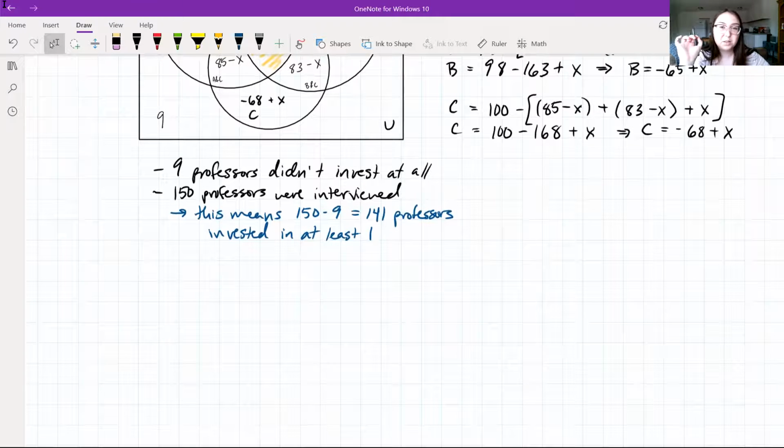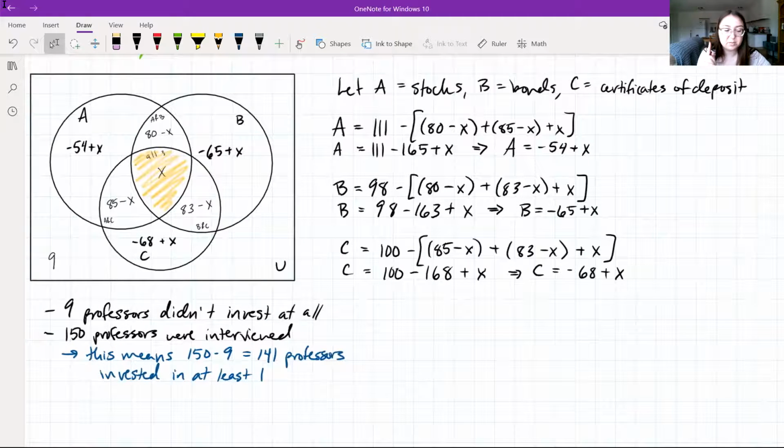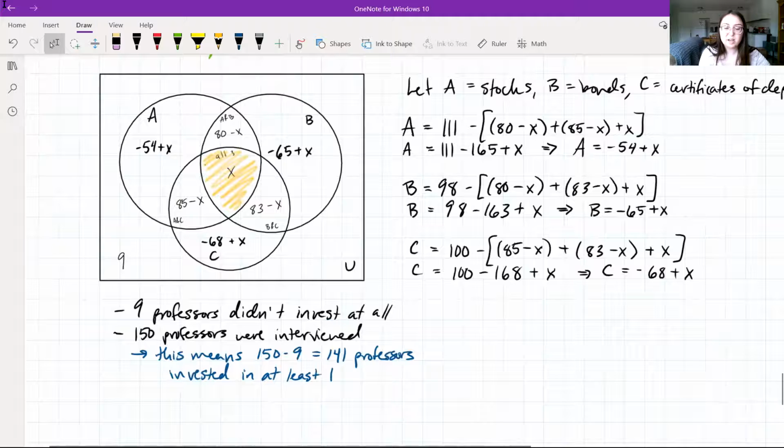So what we can do is we can take the number that we know is the combination of each one of these values in the region, and we have one variable, which is x, for each one of our equations, and we can take the sum of all of our equations and set it equal to 141, because we know that each one of these values is some portion of 141.